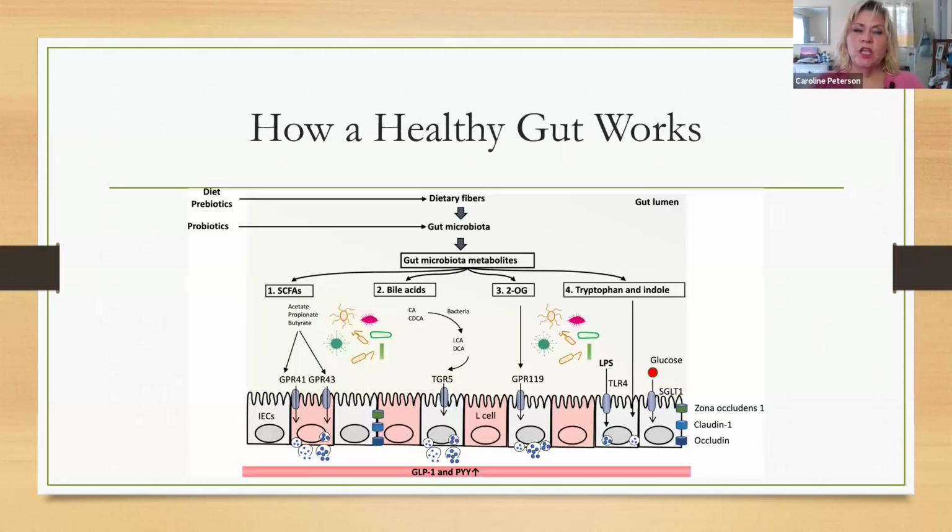So this is the way it's supposed to work. You're supposed to eat food that has a lot of fiber, and you're supposed to eat food that is fermented or fermentable. So when you eat those kinds of foods, then your gut is going to work on them. And they're going to break down the foods into metabolites that have short-chain fatty acids, that have bile acids, that have that 2-OG, the fat, the tryptophan, and indole. And then those metabolites are going to be what activate the incretin system of the gut and cause the GLP-1 and PYY production to increase.